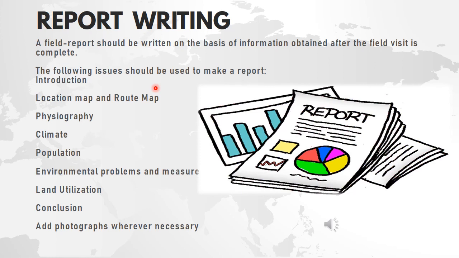It could be water scarcity, it could be flooding. What are the measures that have been taken to tackle these problems? How has the land been utilized? Is it completely agricultural, or some part of land is barren, nothing can be grown on it, etc.